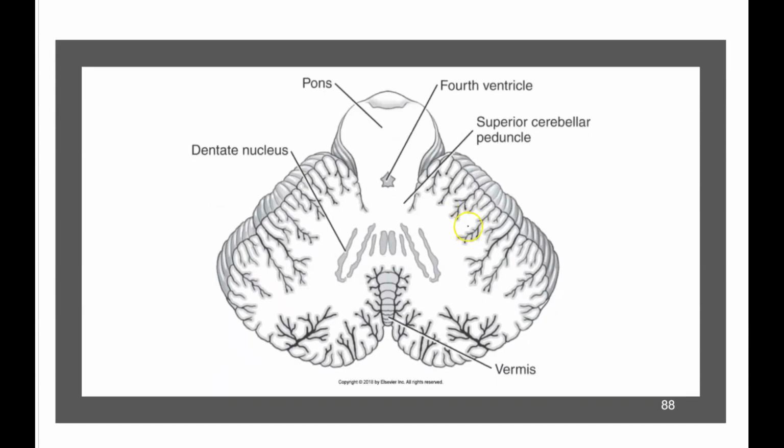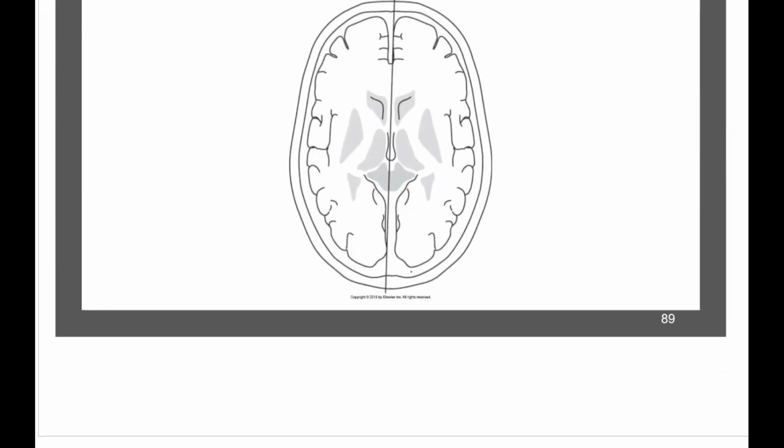So this is a better picture. You got your pons and your fourth ventricle, and your vermis is right here. It looks like a little worm to me. Your dentate nucleus is right in here. I don't think I make you label that though. So here we are just off from midline.